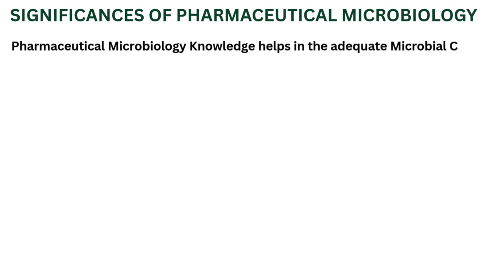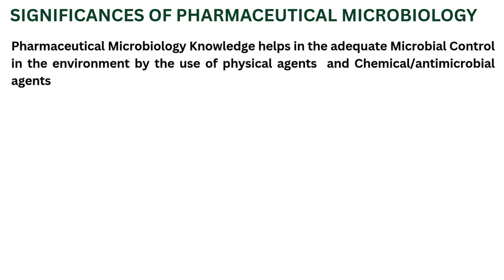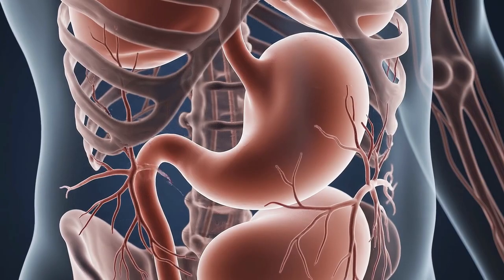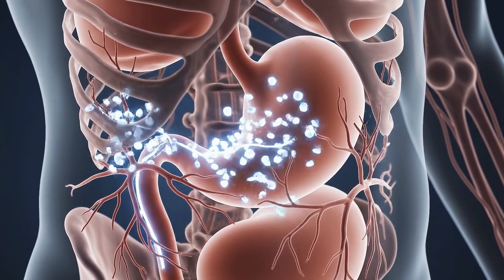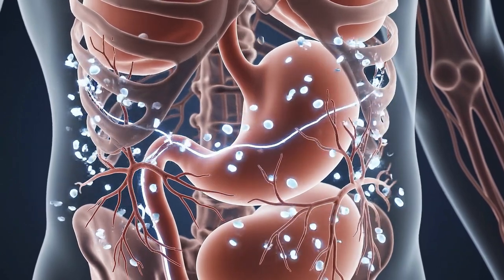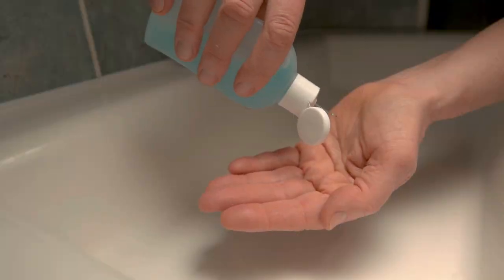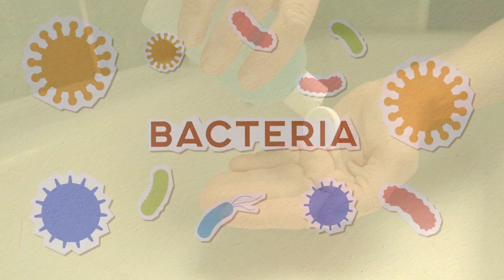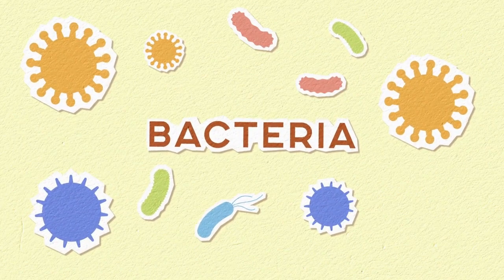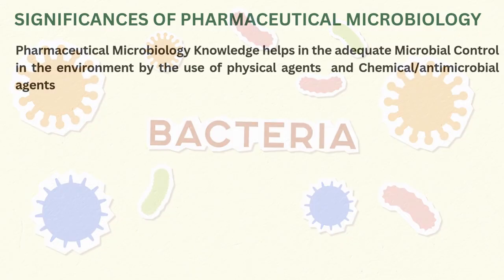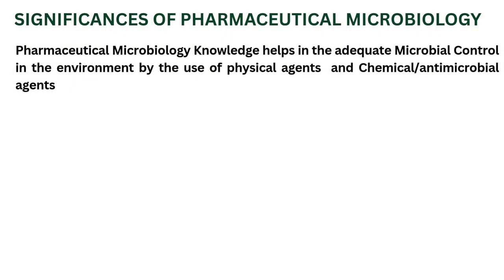Pharmaceutical microbiology knowledge helps in the adequate microbial control in the environment by the use of physical agents, dry heat, sterilization, irradiation, and chemical, antimicrobial agents, antibiotics, disinfectants, antiseptics, preservatives, sanitizers, immunotherapeutics, etc., to adequately, effectively, efficiently control the spread of microbes in the environment, animate, inanimate objects and surfaces, as well as on, or in pharmaceutical products.